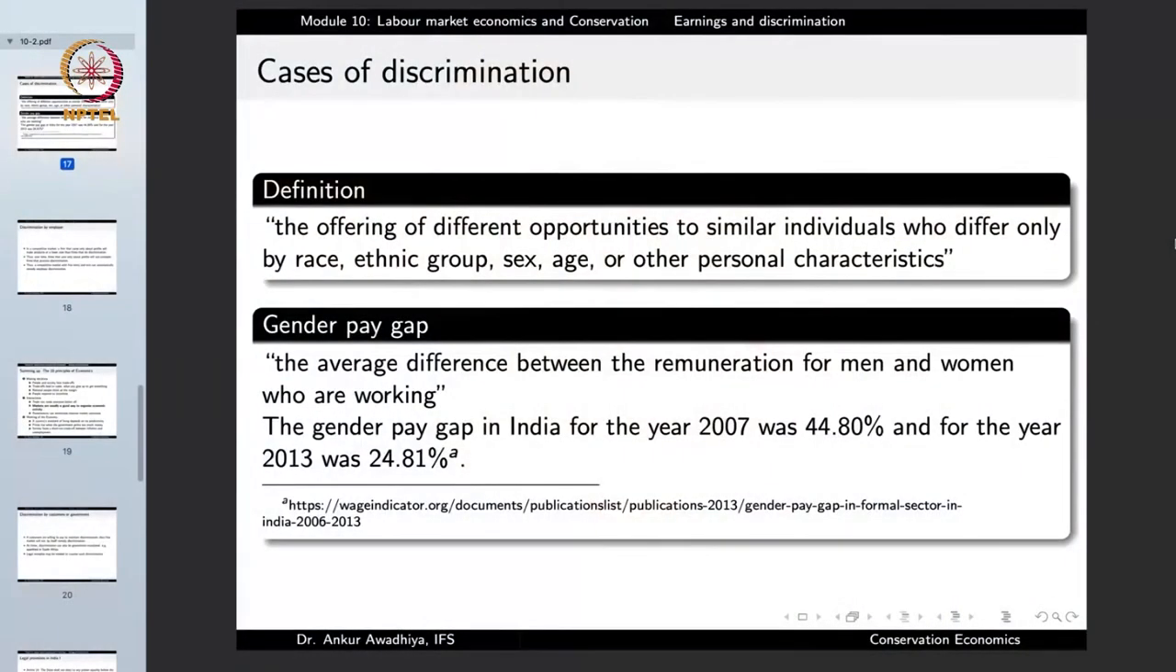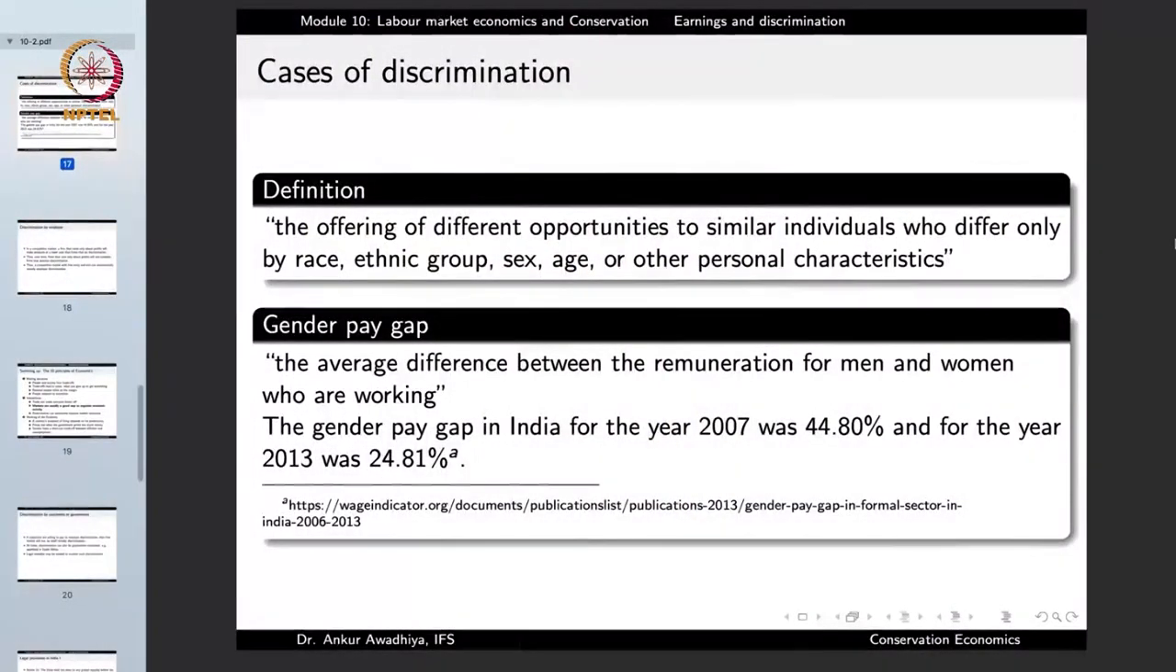So it is the offering of different opportunities to similar individuals who differ only by race, ethnic group, sex, age, or other personal characteristics. A good example is the gender pay gap, the average difference between the remuneration for men and women who are working. So even though men and women might have the same qualifications, the same education, they might be putting up the same amount of effort, but in certain societies, by tradition, the women get paid less. So this is the gender pay gap.